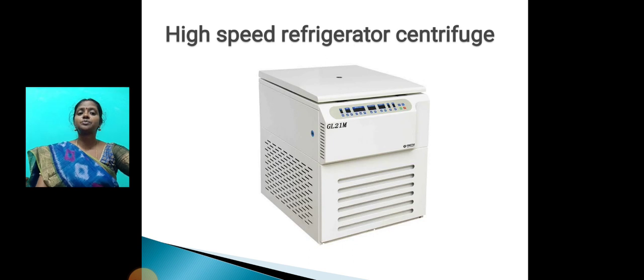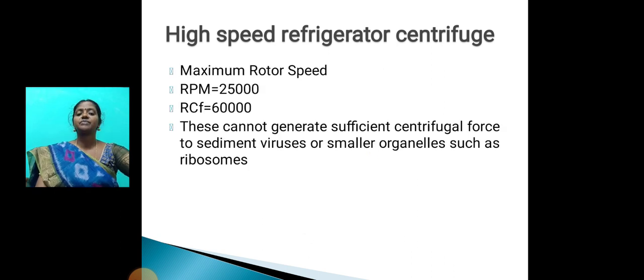And then the high speed refrigerator centrifuge. High speed means the speed is high, and refrigerator centrifuge means a cooling type of centrifuge. It has the maximum rotor speed. In this type of centrifuge, RPM is 25,000 and RCF is 60,000. This centrifuge cannot generate sufficient centrifugal force to sediment viruses or smaller organelles such as ribosomes.